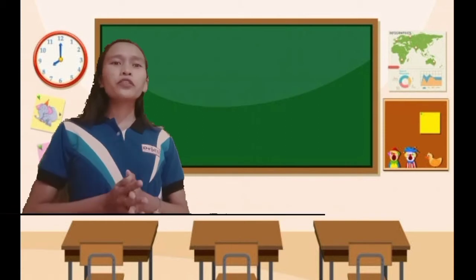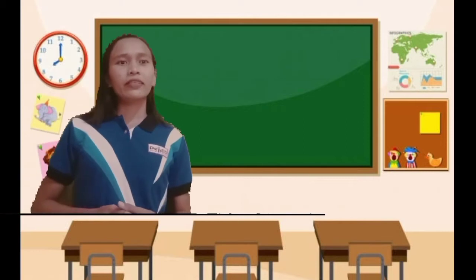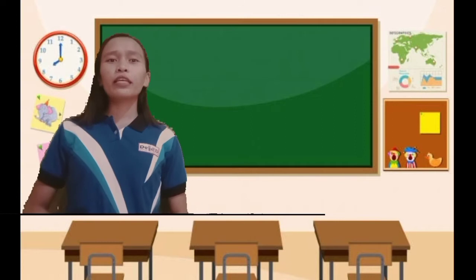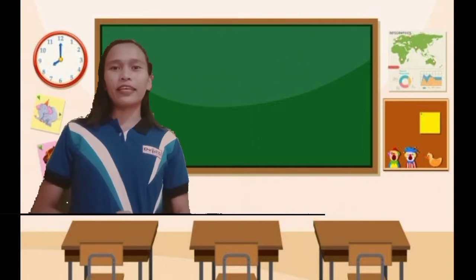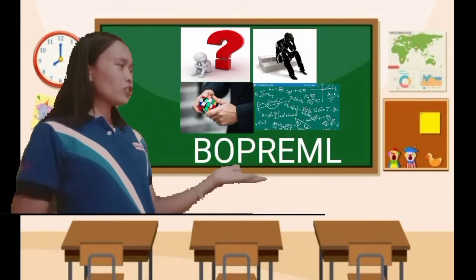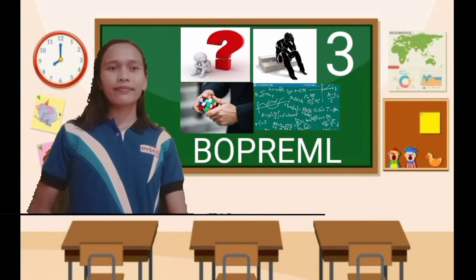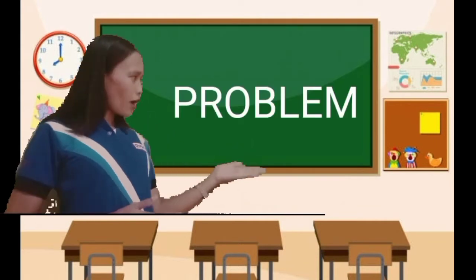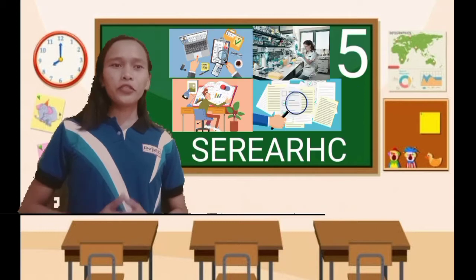Now, I want you to guess the word out of the 4 pictures provided. So let's play a 4 picture in 1 word. So I will give you 5 seconds to assemble the jumbled letters given. So we have here the pictures. Number 1. Okay, for number 1, we have problem. Very good. Problem.